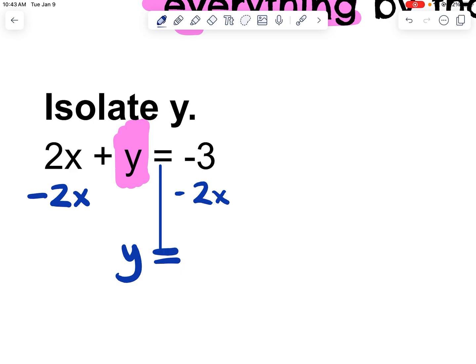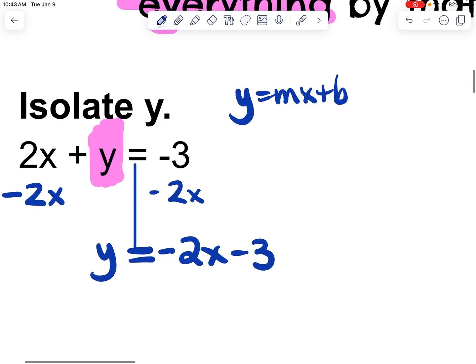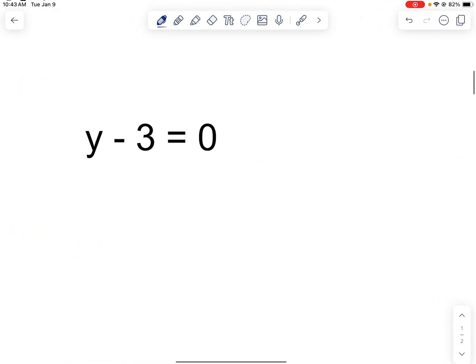Now, negative 3 does not have an x next to it. So I am going to write negative 2x minus 3 because we want it in the form of y equals mx plus b. That is the whole point, is to be able to get it in that form. Okay, so let's look at this next one.